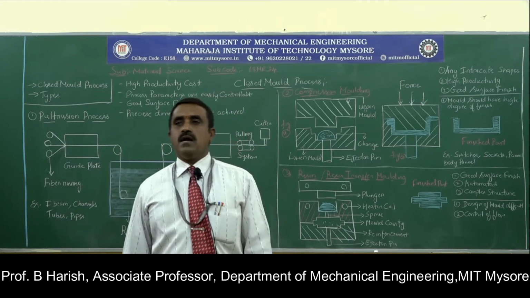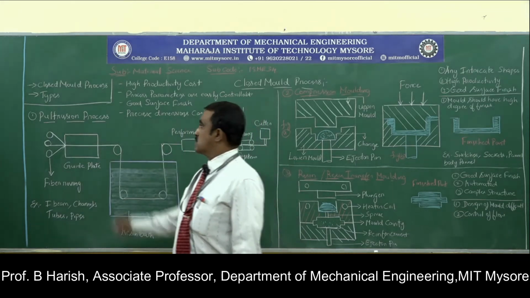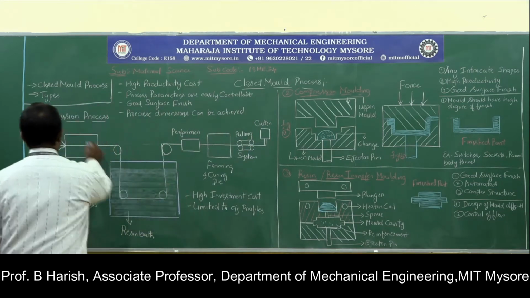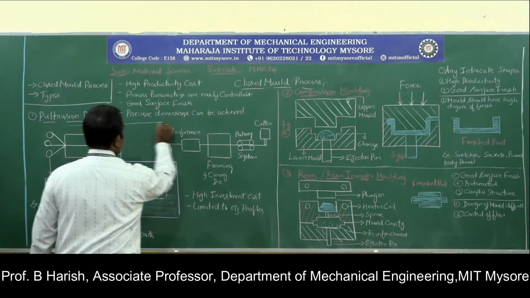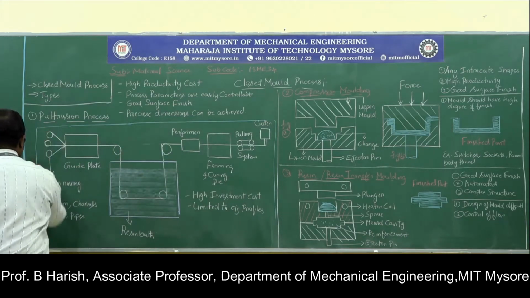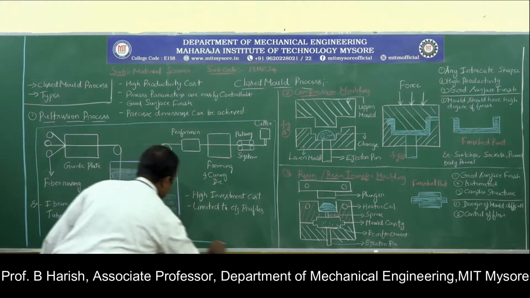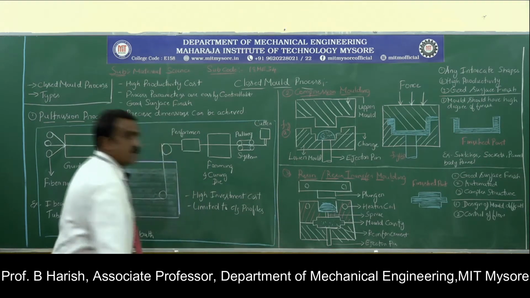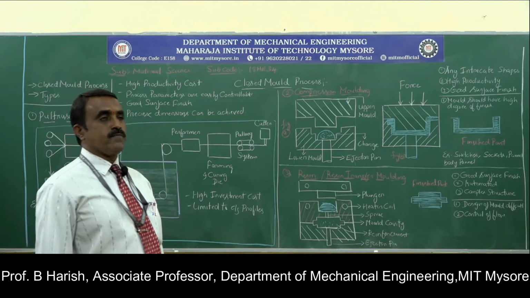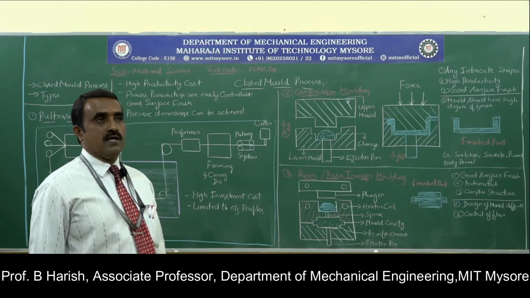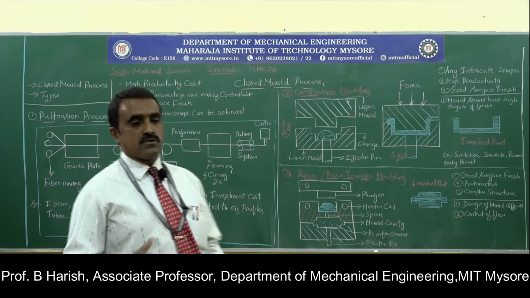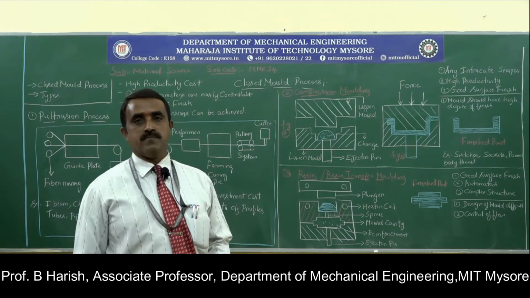The first type is called the pultrusion process. The pultrusion process is one where the mold is completely enclosed within the container. Extrusion is one of the manufacturing processes, and just the opposite of that is pultrusion.